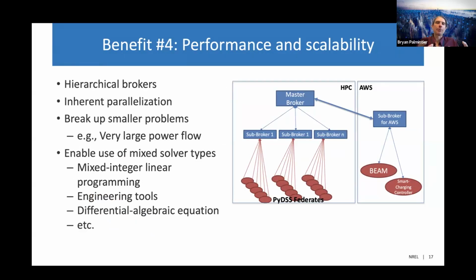Because really big problems, you don't necessarily need the data exchange all the way across all of the different federates, all the different simulations. It's possible that a lot of the interactions, let's say it's a distribution system with buildings and controllers, that interaction is going to be local. And having a sub-broker that can manage that type of interaction and then a subset that gets shared through a master broker to other parts of the simulation can really help with the performance and scalability.